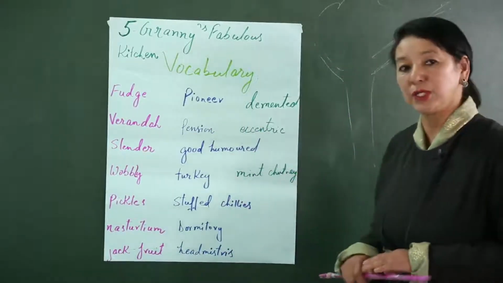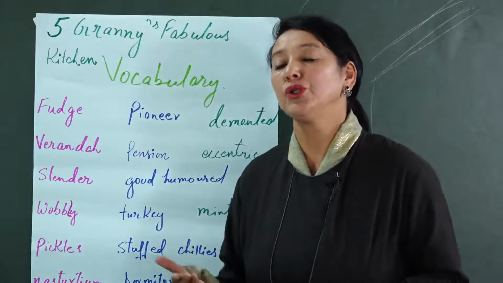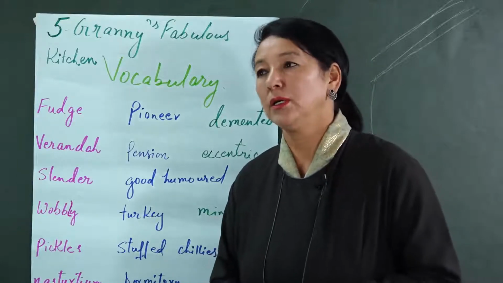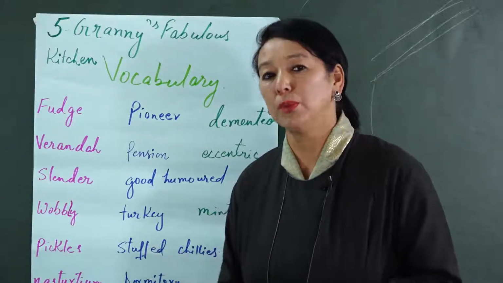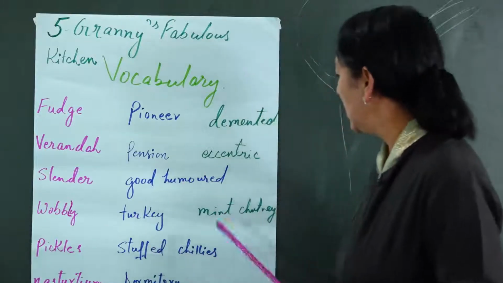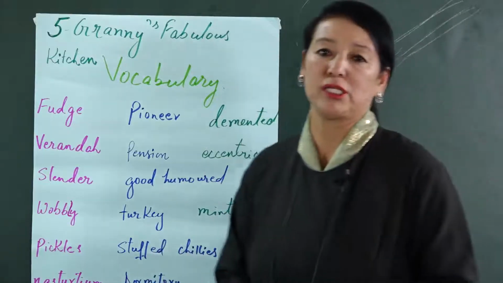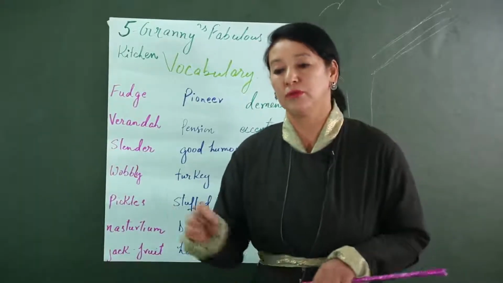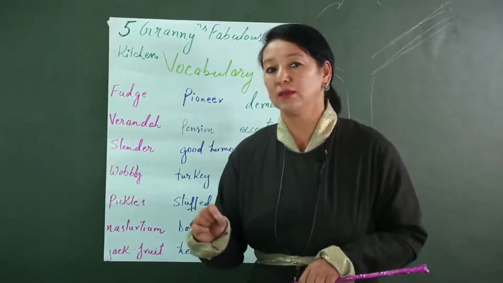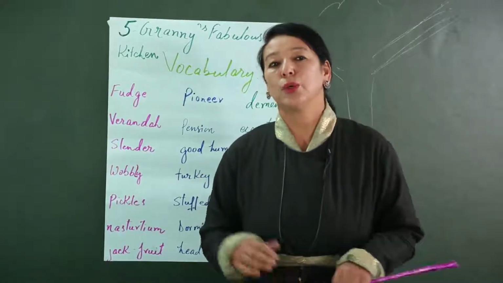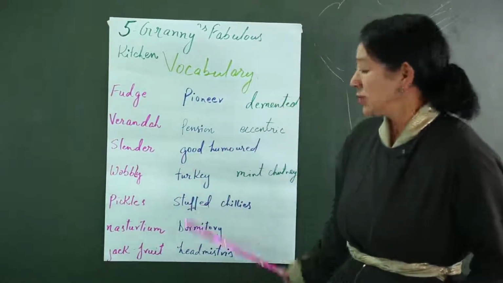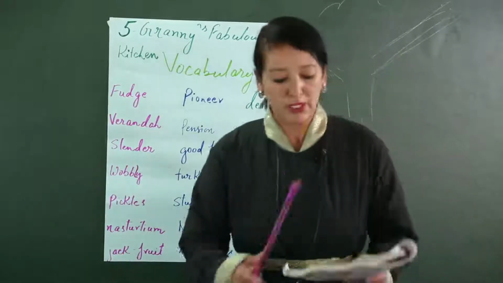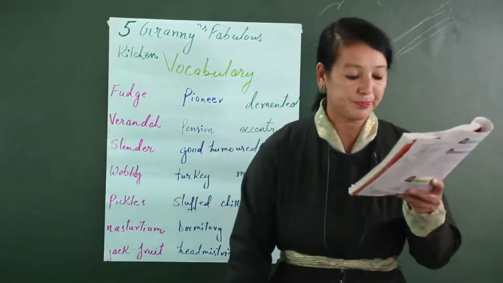Eccentric means an unusual manner, which is not normal, beyond the normal. And the last one is mint chutney. Mint is pudina, and the chutney, we know it, is what we make to add to our food. So this is how the vocabulary goes, and now I'll start the chapter.